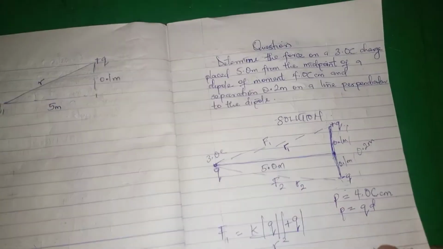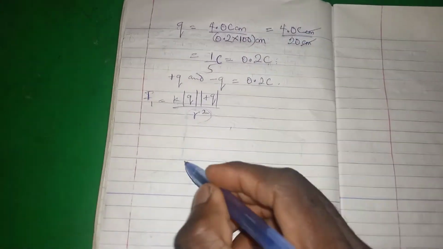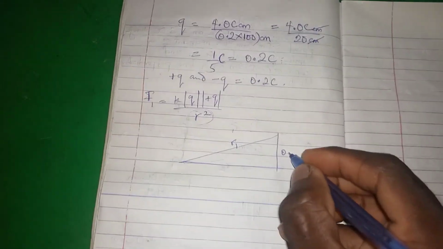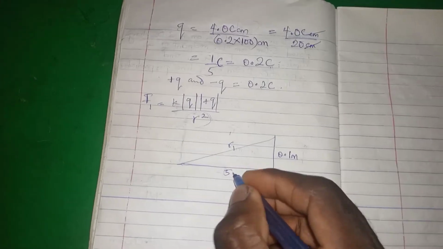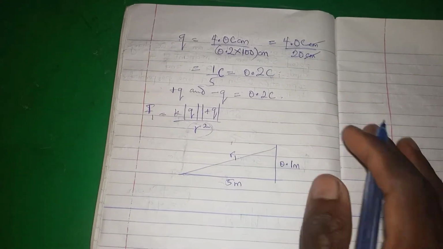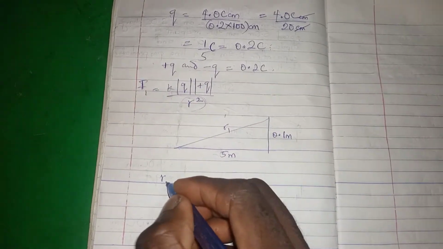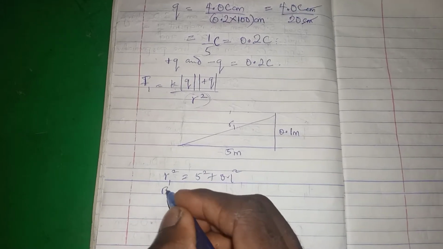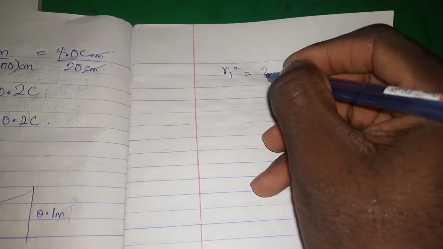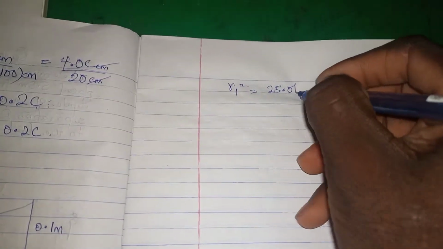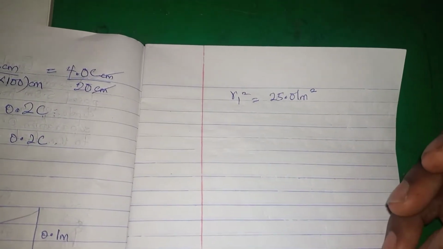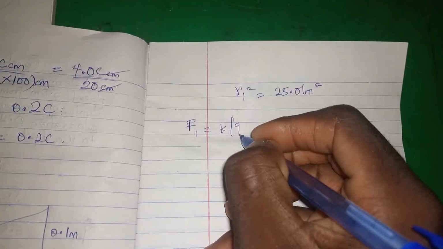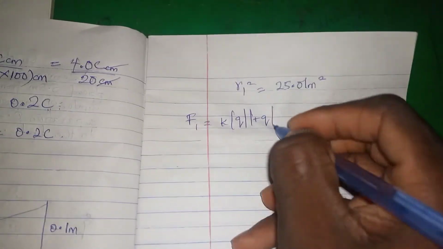So to bring out that triangle, we have something of this sort. This is R1 we are looking at. Here is 0.1 meter. Here we have 5 meter. If you use Pythagoras theorem, you know that R1 square equals 5 square plus 0.1 square. R1 square will now be 25.01 meter square. So we can now find F1, K Q plus Q over R square.